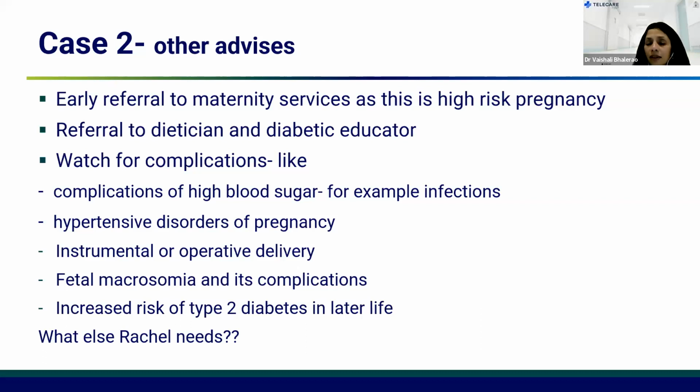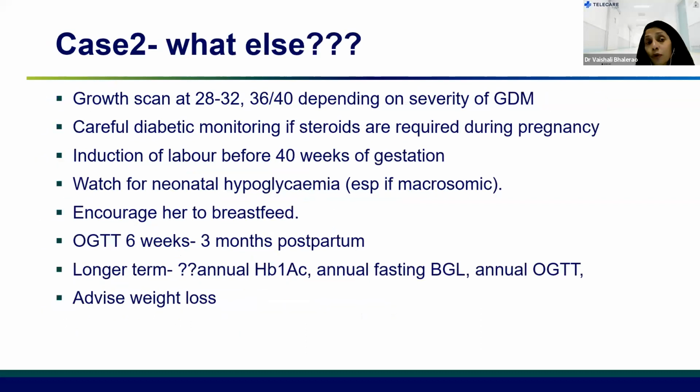And what else does she need? She needs a growth scan at 28, 32, or 36 weeks of pregnancy, depending on the severity of GDM and what protocol your maternity services follow. Careful diabetic monitoring if steroids are required during pregnancy, because that's going to increase her blood sugar. Induction of labor before 40 weeks of pregnancy, depending on the severity of her diabetes, macrosomia, how well her blood sugars are controlled and what dose of insulin she is taking.